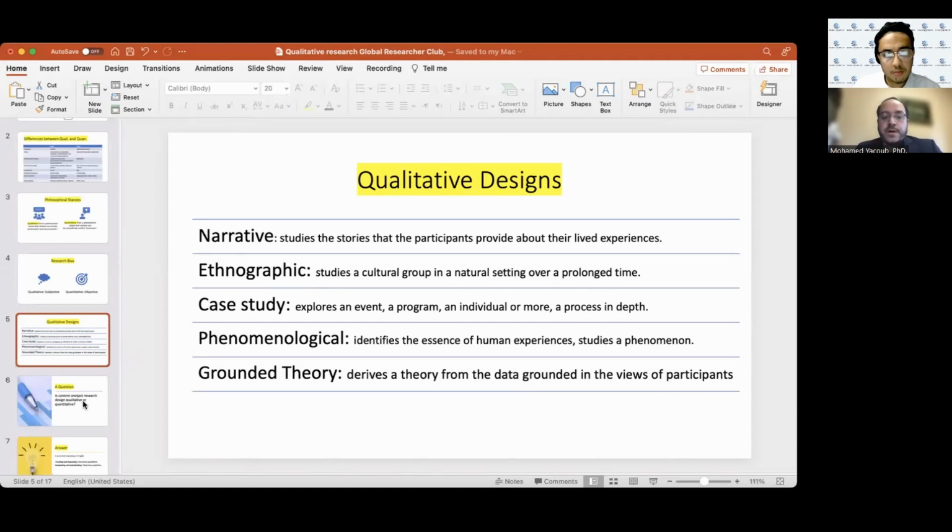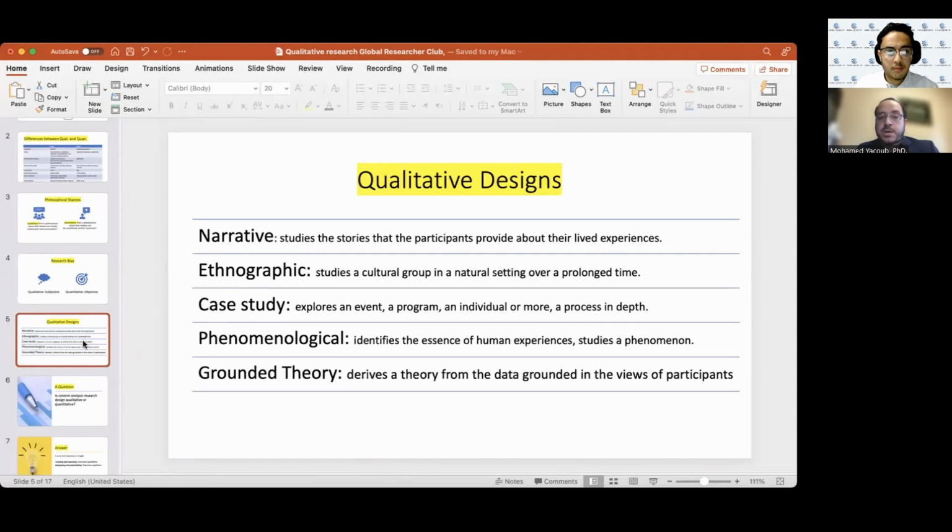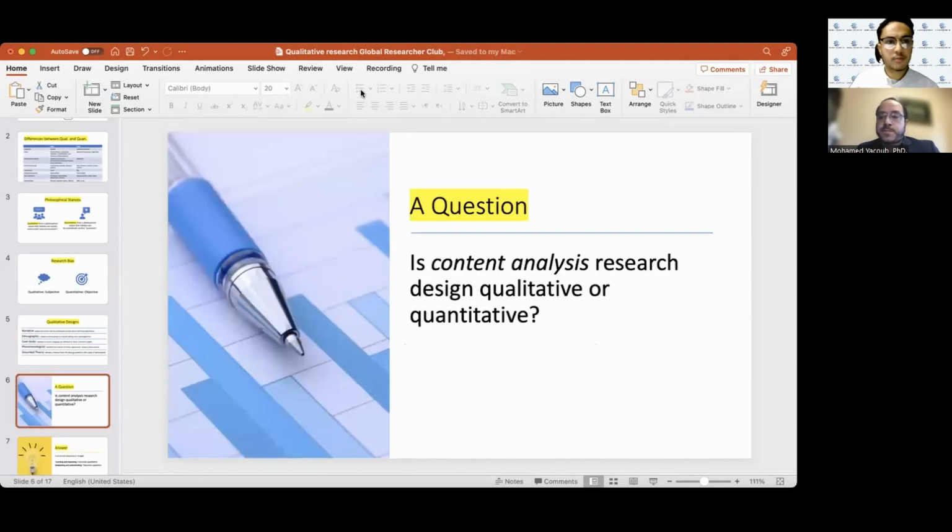Okay, from there, let's move on to this question. Now, I talked about these multiple designs, and some of you might say, well, how about content analysis? Is that approach or design or method considered to be qualitative or quantitative?